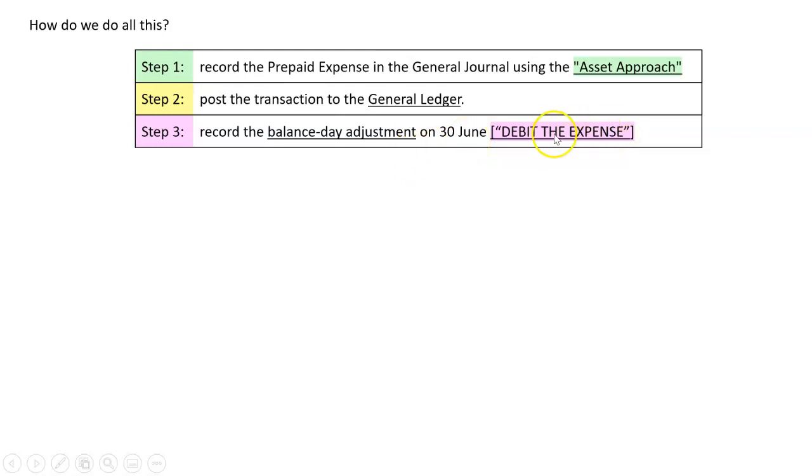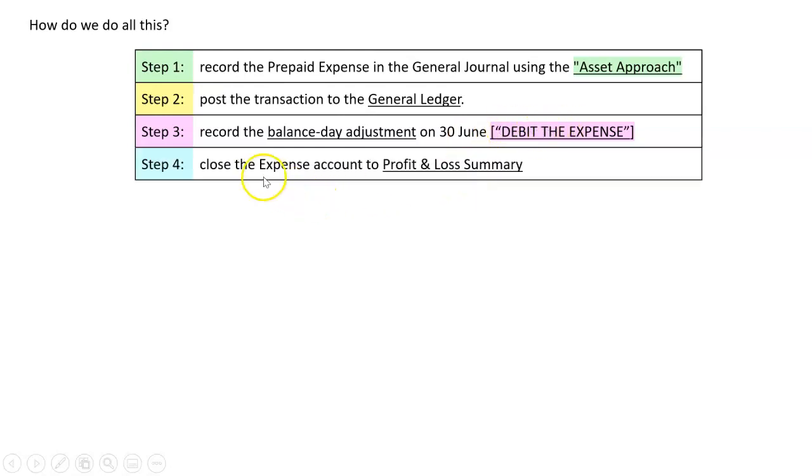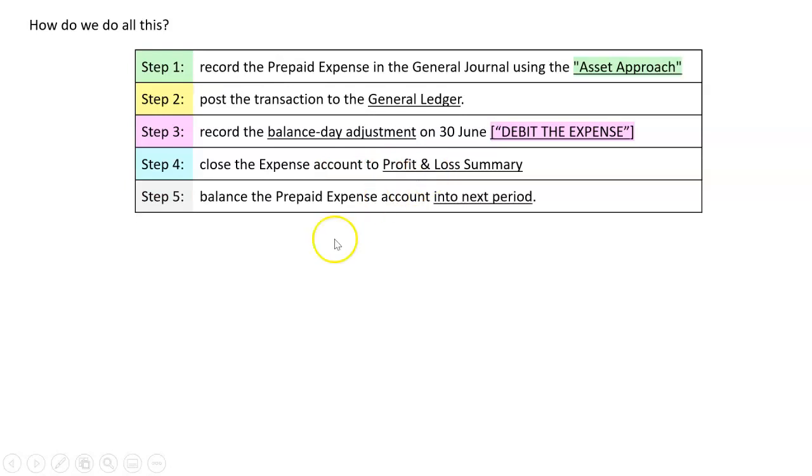And this phrase is going to be the most important thing for the whole topic. Debit the expense. On balance day, we always debit the expense. Step 4, close the expense to profit and loss summary. Step 5, balance the prepaid expense account in the next period.